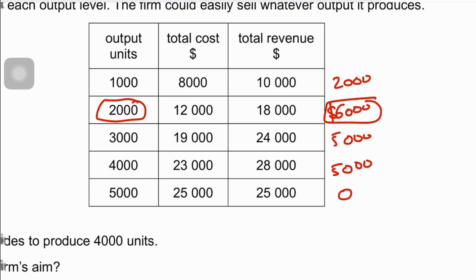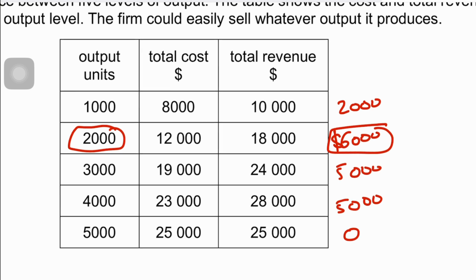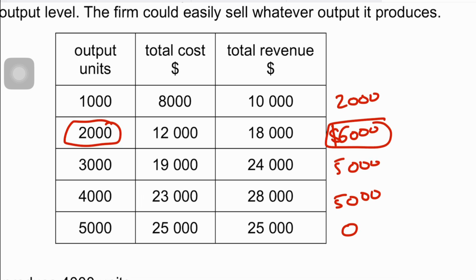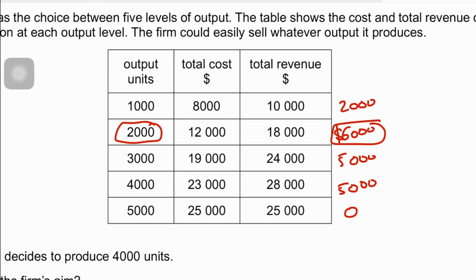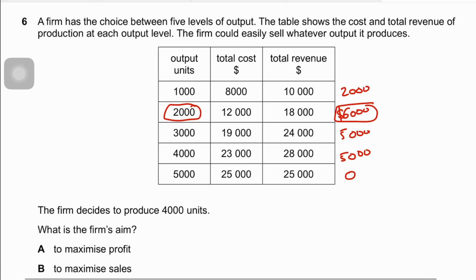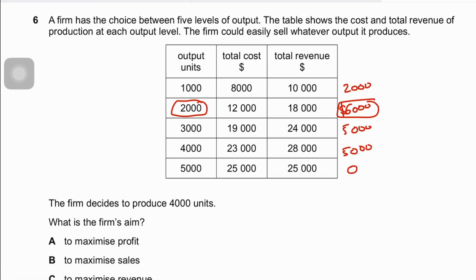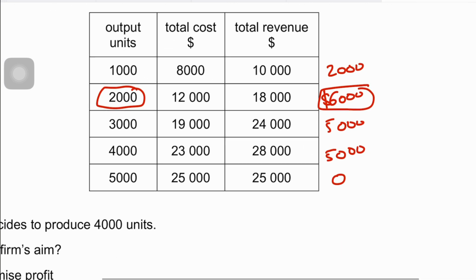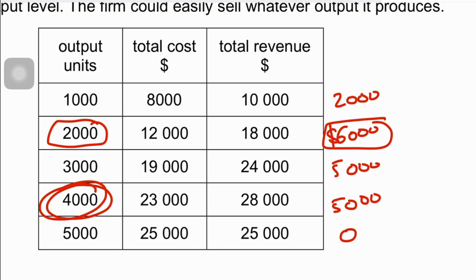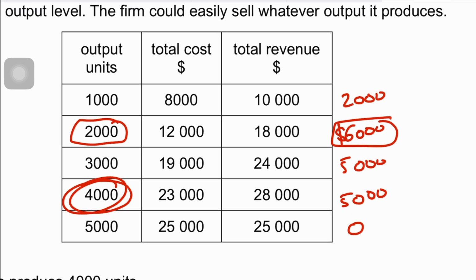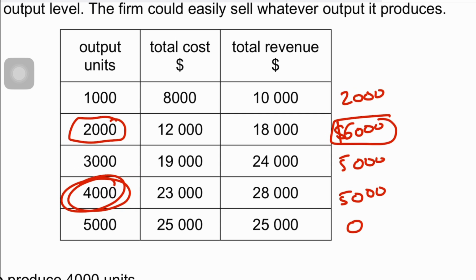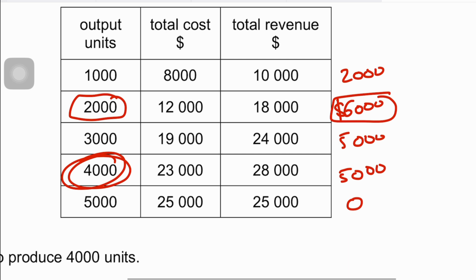But if you see, if the firm produces further, it produces 3,000 and 4,000 units as well, it's also giving us some profit. It's still giving profit of 5,000. So we see that the firm's decision to produce 4,000 units is certainly not to maximize profits, but it still achieves some amount of profit, that is $5,000.